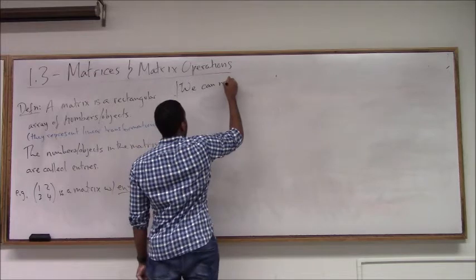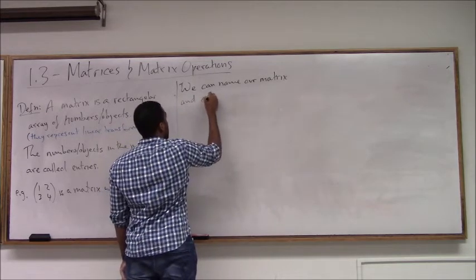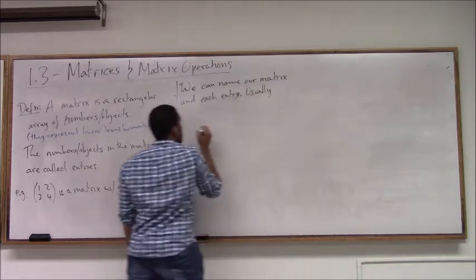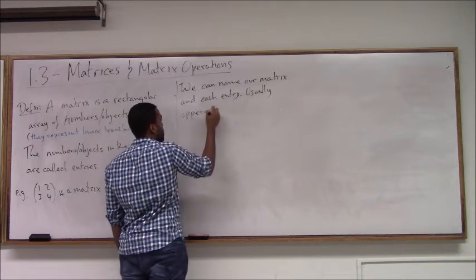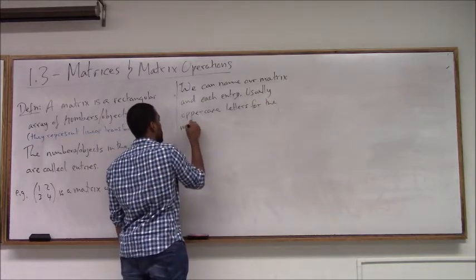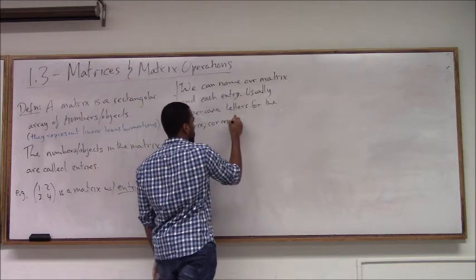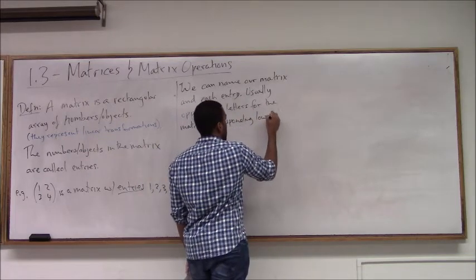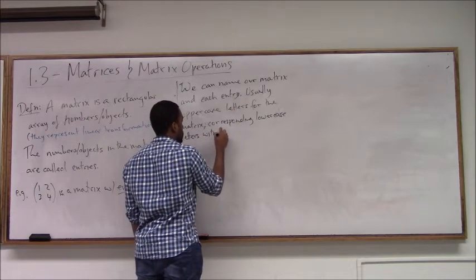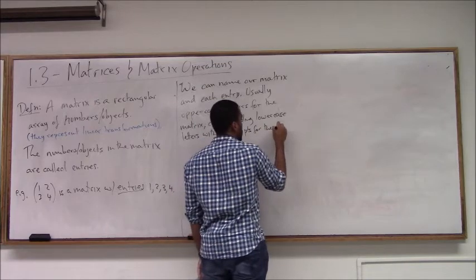We can name our matrix and each entry. Usually we use uppercase letters for the matrix and corresponding lowercase letters with subscripts for the entries.